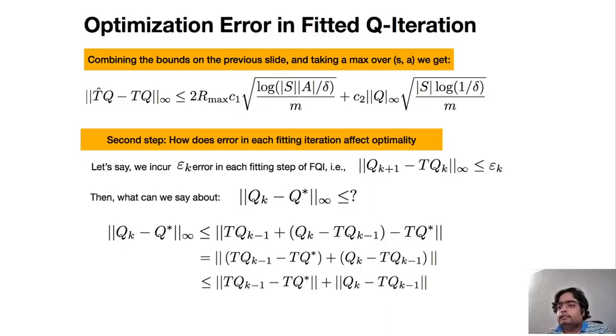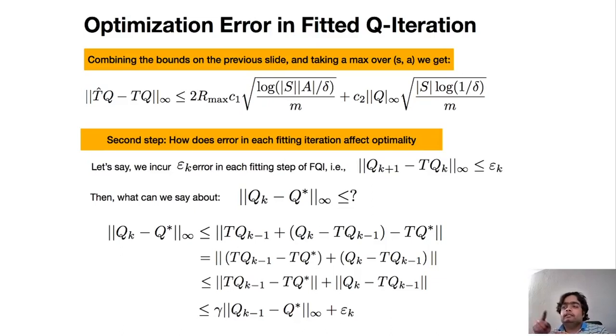Now what we'll do next is we'll utilize the fact that the Bellman operator T is a gamma contraction. This is something that you looked at in the very beginning, and it's covered in any other RL course, like CS188 if you have taken that, where we show that the Bellman operator is a gamma contraction. So you can utilize this fact to say that ||TQ_{k-1} - TQ*|| is less than or equal to gamma times ||Q_{k-1} - Q*||.